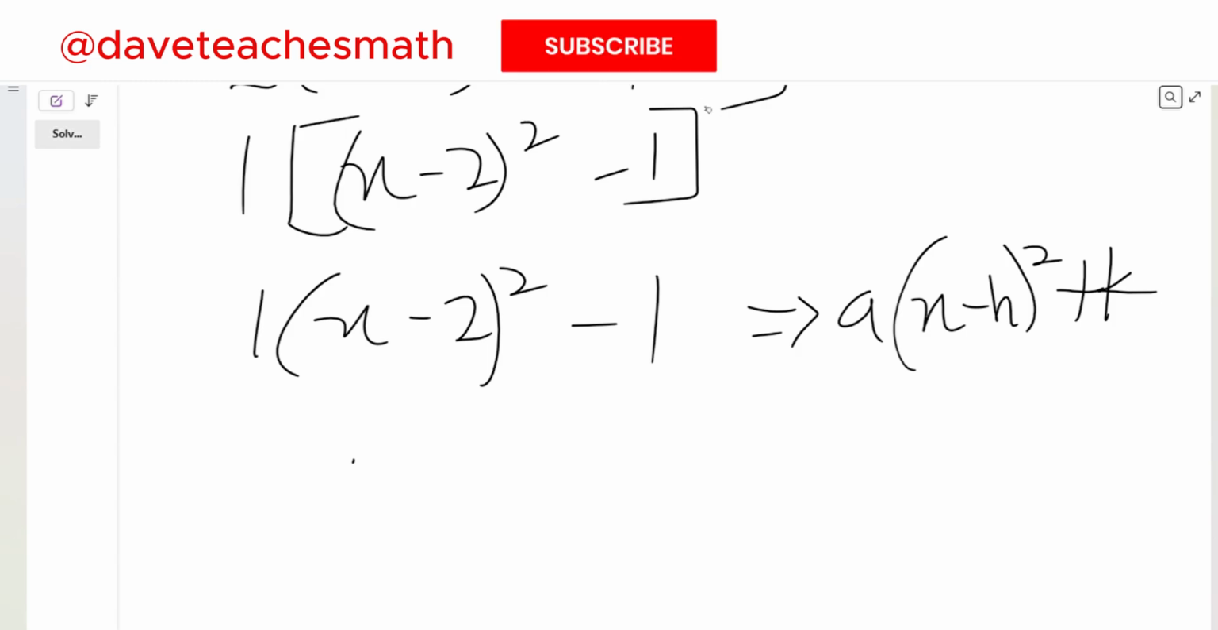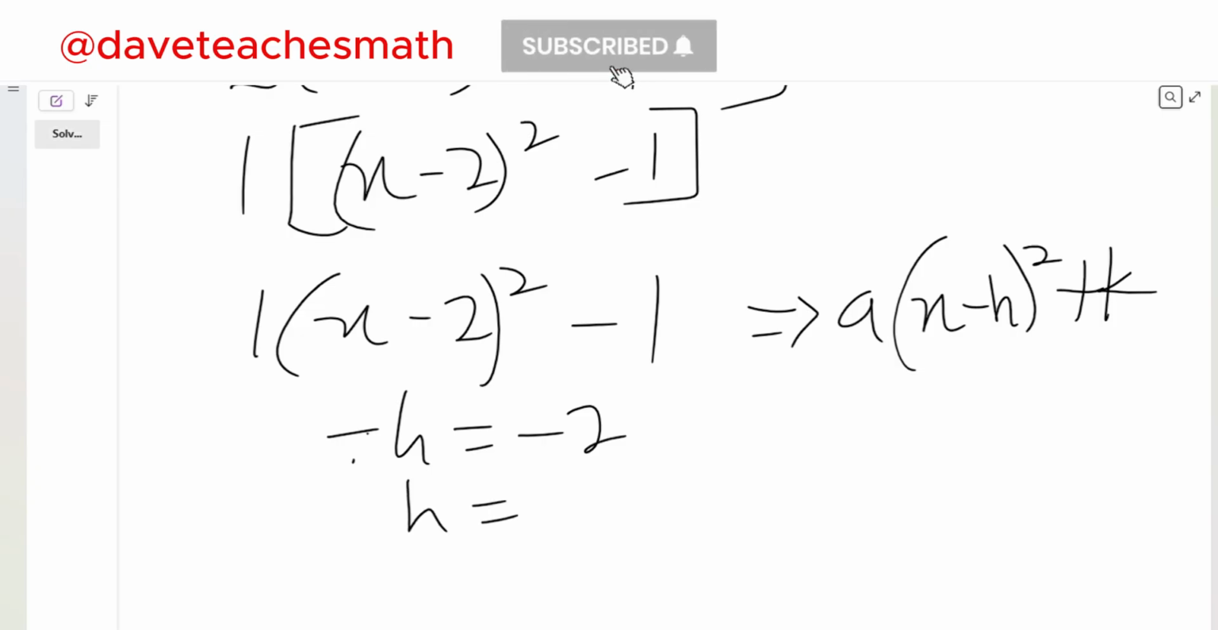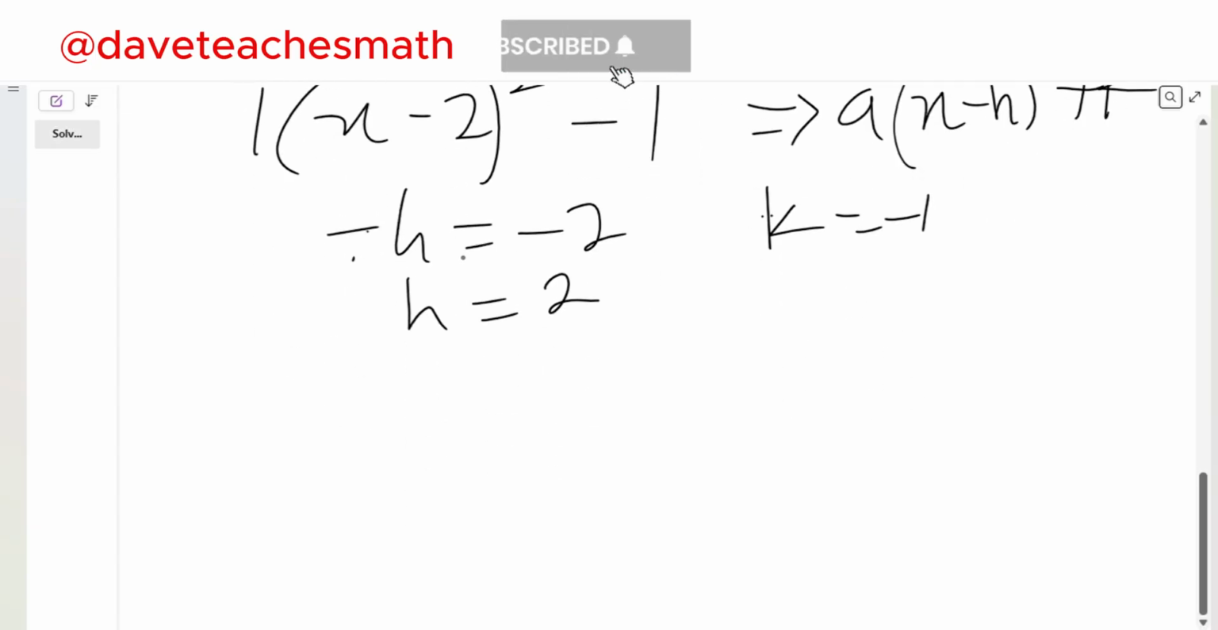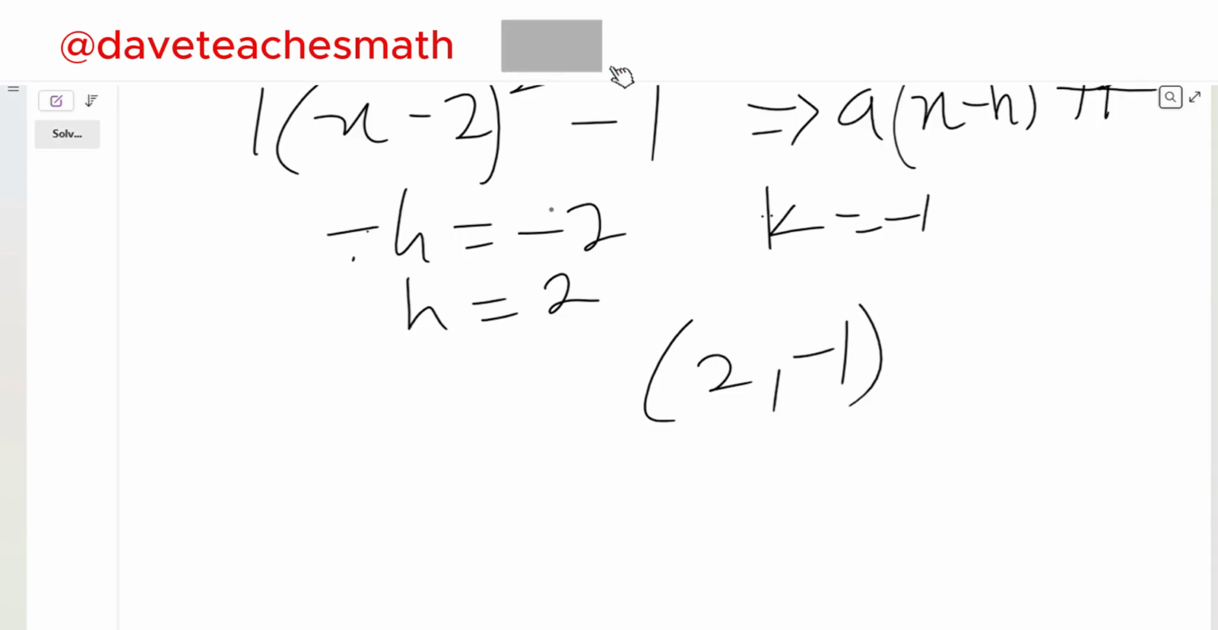So for our vertex, we have negative h is equal to negative 2, and this is also h is equal to 2 because the negatives are going to cancel out. Okay, then for our k, we are going to have k is equal to negative 1. So our vertex, which is h and k, becomes 2, negative 1. So this is our vertex. Okay, so now we can look for our y-intercept.